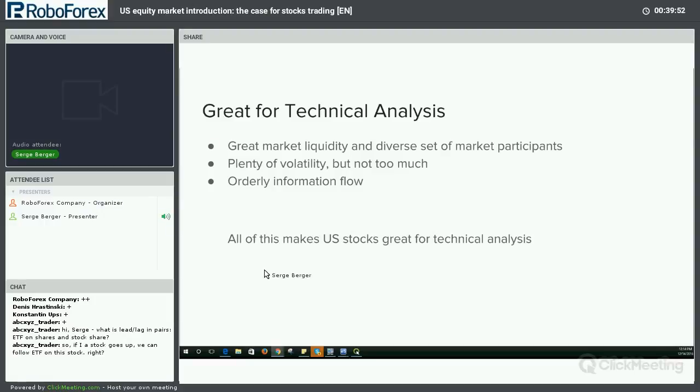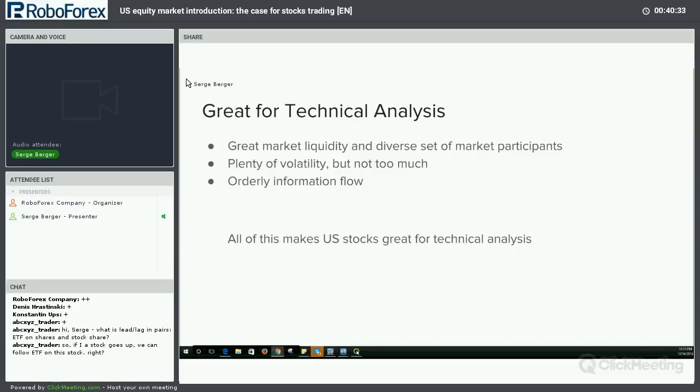What's also important for technical analysis to work is that you have orderly information flow. That means your information comes out at certain times of day or certain parts of the year. You have earnings news coming out at certain parts of the year, and economic data coming out. All these things really help U.S. stocks trade well technically. It's not just one thing, but this combination of things that makes U.S. stocks trade very, very well.